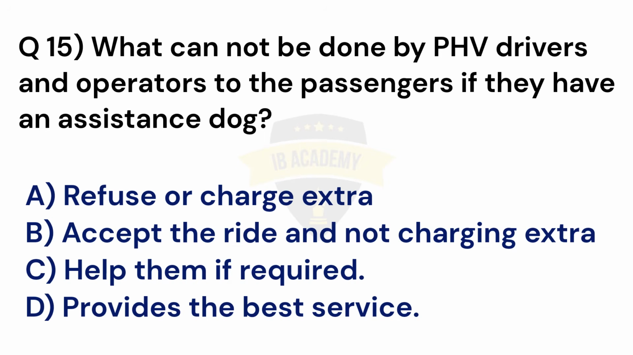Question 15. What cannot be done by PHV drivers and operators to the passengers if they have an assistance dog? Option A. Refuse or charge extra. Option B. Accept the ride and not charging extra. Option C. Help them if required. Option D. Provides the best service. The correct answer is option A. PHV drivers and operators cannot refuse or charge a passenger extra because they have an assistance dog.